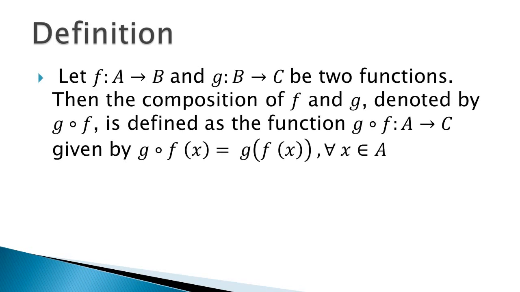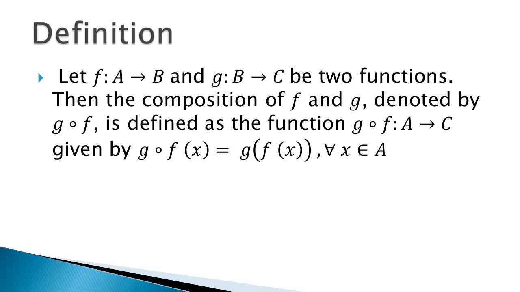Consider two functions f and g. f is a function from the set A to the set B, where g is a function from the set B to the set C. Then the composition of these two functions is denoted by g of f, and it is a function from A directly to C. It is given as g of f of x is equal to g within bracket f of x.